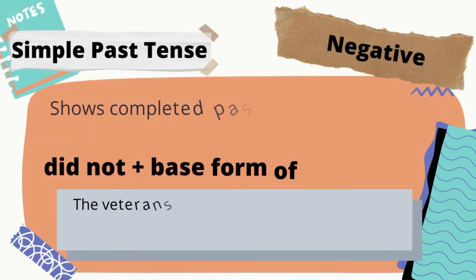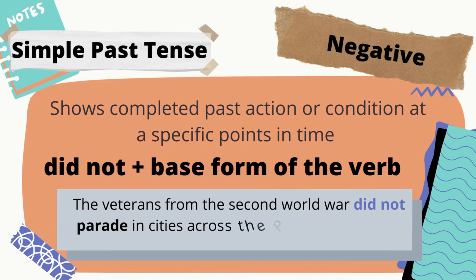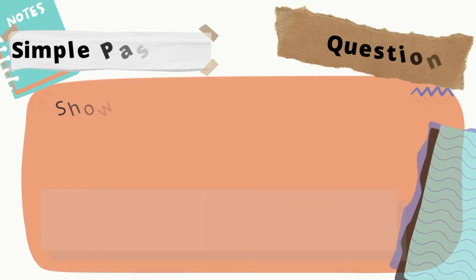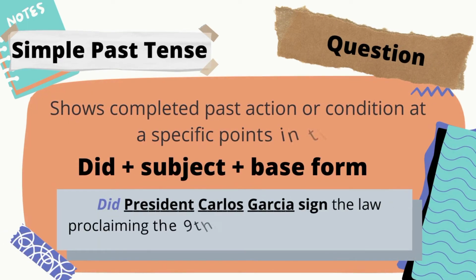The next sentence: the veterans from the Second World War did not parade in cities across the Philippines this year. The verb did not parade is the simple past negative form of the verb parade. Simple past tense can also be used in questions or interrogative sentences.